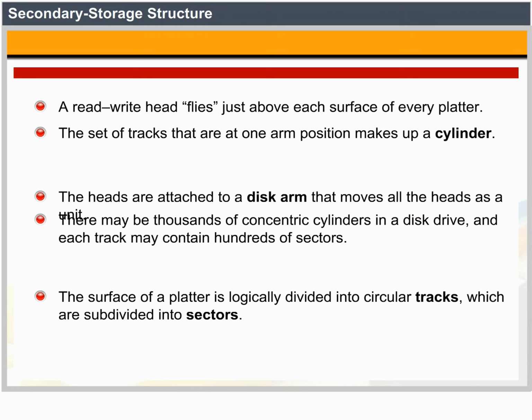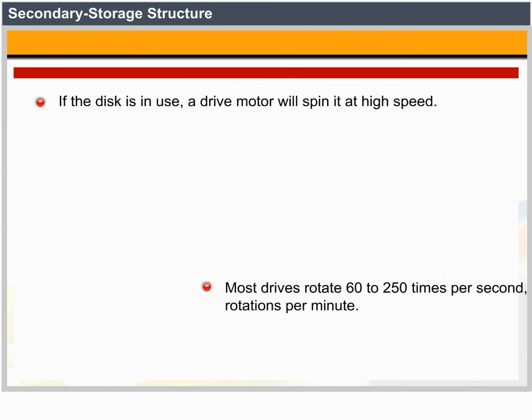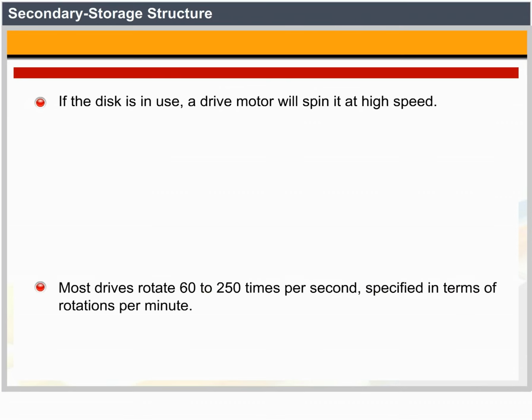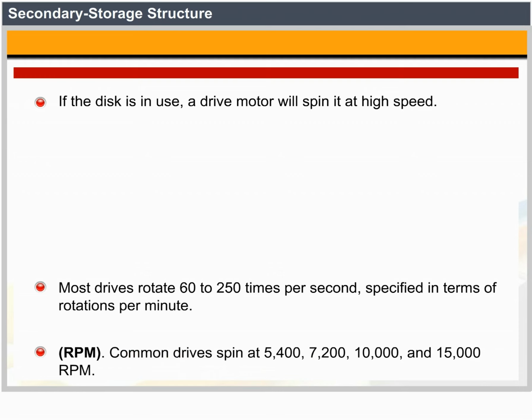When the disk is in use, a drive motor spins it at high speed. Most drives rotate 60 to 250 times per second, specified in terms of rotations per minute (RPM). Common drives spin at 5,400, 7,200, 10,000 and 15,000 RPM. Disk speed has two parts. The transfer rate is the rate at which data flow between the drive and the computer.